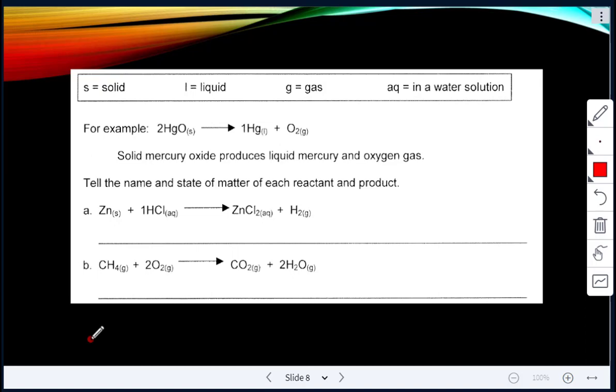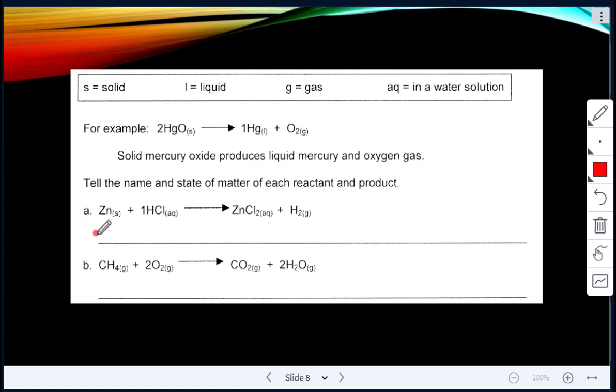Okay, so here just a reminder of these subscripts here. S is for solid, L is liquid, G is gas, and AQ is aqueous, in a water solution. So for our first example here, we have solid mercury oxide produces liquid mercury and oxygen gas. So now we're going to try writing out these two examples here using the name as well as the state of matter. So let's do the first one.